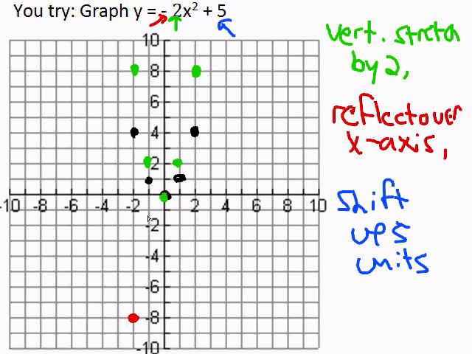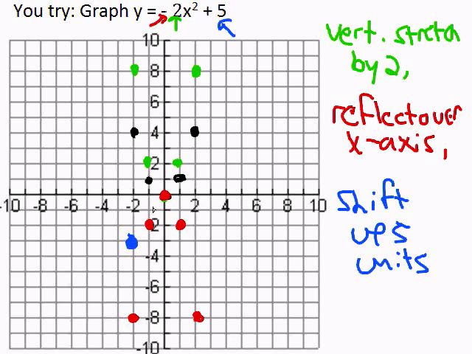Instead of being positive 2, it becomes negative 2. 0, reflected over the x-axis, is still 0. 2 becomes negative 2. And 8 becomes negative 8. And our last transformation tells us we're going to shift these points up 5 units. So we're going to take negative 8, shift it up 5. 1, 2, 3, 4, 5. And we get our final point.